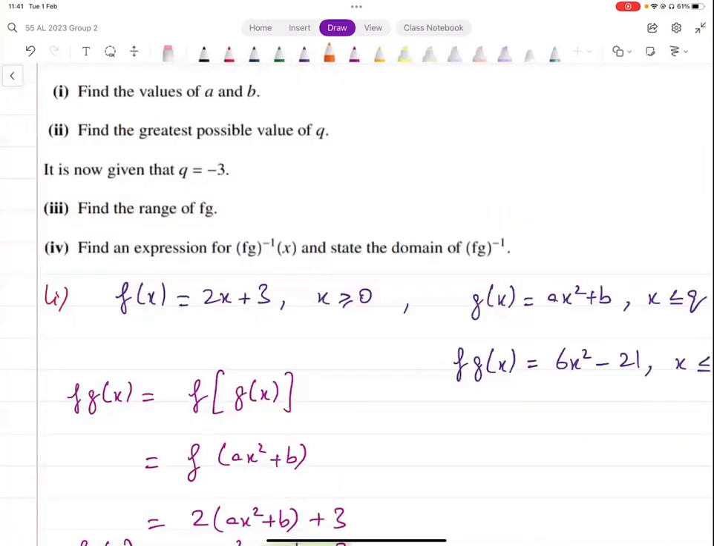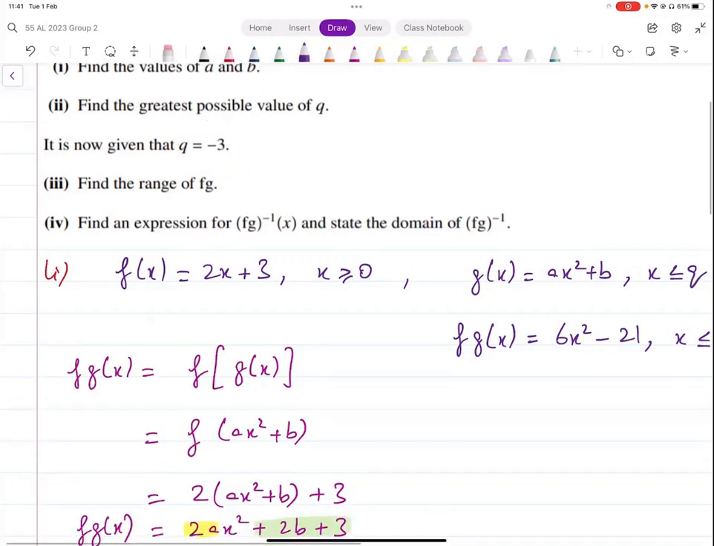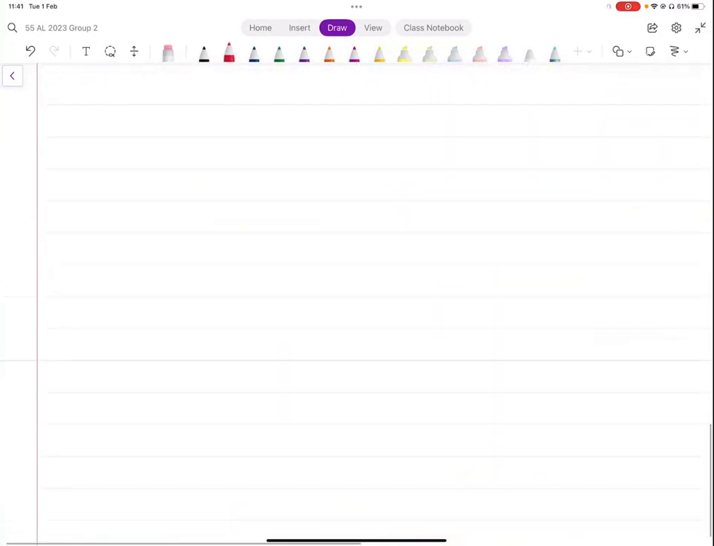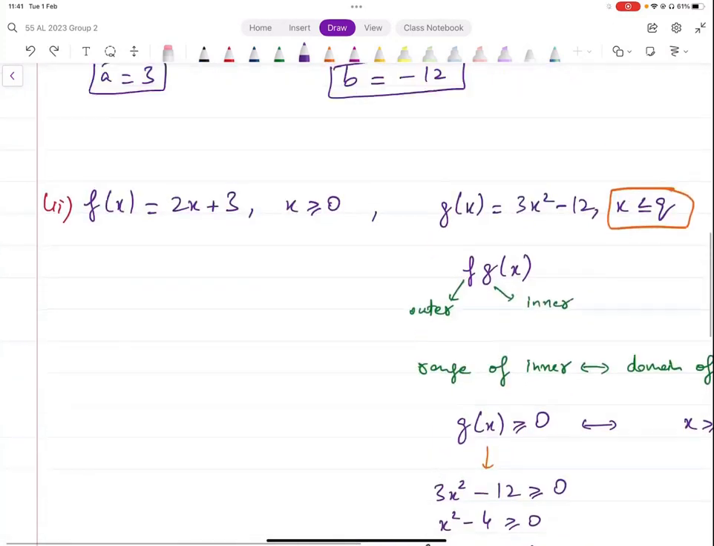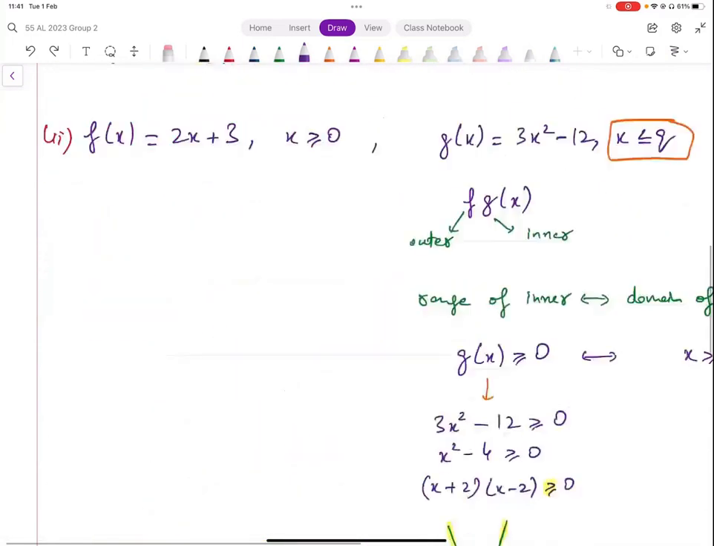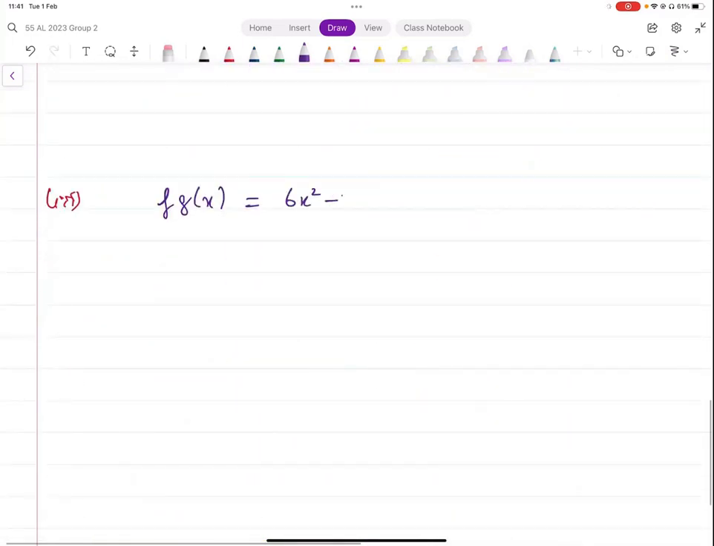It says it is now given that q is equal to -3. So now you're given a value of q. Find the range of fg. Okay, we had the fg function earlier. Let's write that down here. Part 3. fg of x is equal to, what was that? 6x squared minus 21. And the domain that we were given for that was x less than or equal to q. Now what has he said? What is the value of q? -3. So you input that value here.